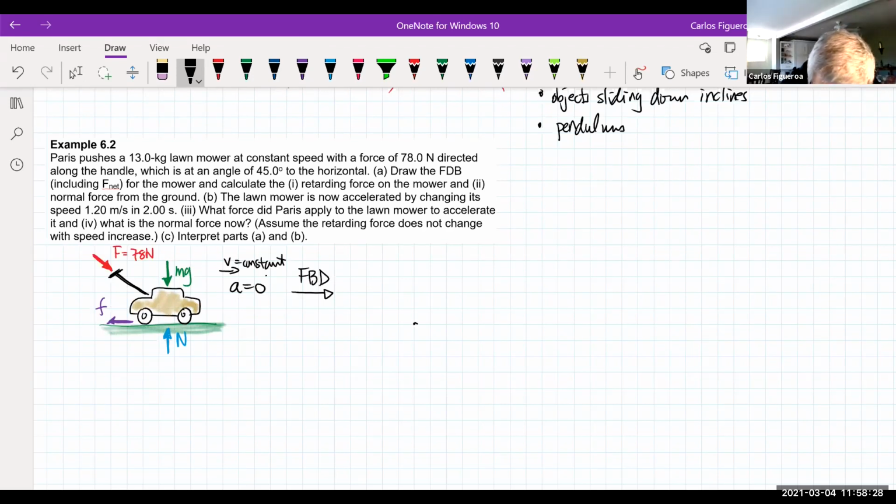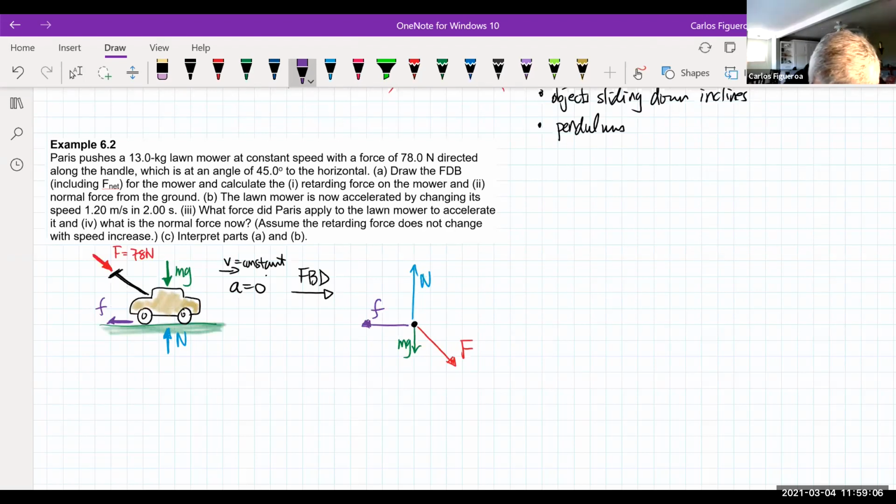Okay, so what do I do? I take the mower, I put it as a dot. And now I start to look at these things here. So the first thing that I note, of course, is that there's the force of the handle, which I'll call F. And I know that there's mg. There's got to be some mg. And I know there's got to be some normal. And of course, there has to be some friction here. Now note, I have not scaled these forces. I'm just kind of throwing them together here.